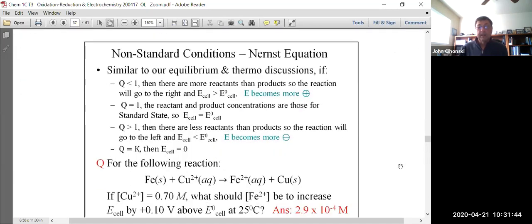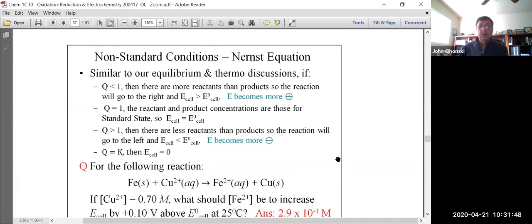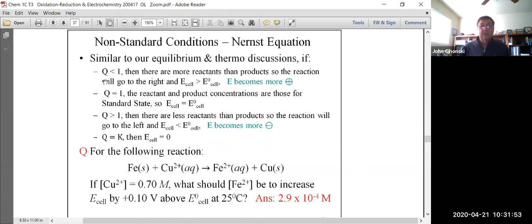Okay, now let us look at what happens under non-standard conditions. So let's go through and just look at what the options are for Q.